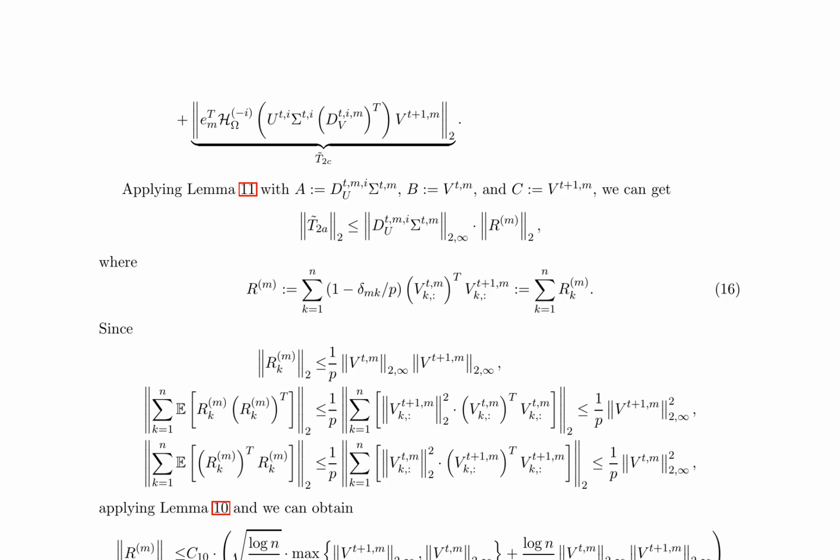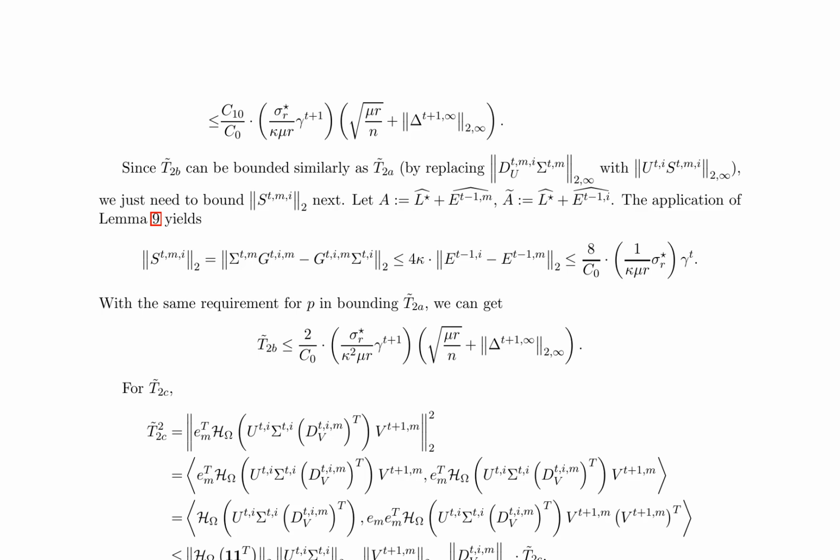By applying lemmas 10 and 11, they establish an upper bound for r, m, in terms of logarithmic functions and the eigenvalues of vt, m and vt plus 1, m. The authors then proceed to bound T2b, which is similar to T2a, by replacing dt, m, I, u sigma t, m with ut, e star, m, I. They apply lemma 9 to obtain an upper bound for S, m, I, which involves the terms L star operator, a-1, m, and tilde a. This leads to a bound for T2b in terms of logarithmic functions and the eigenvalues of vt, m and vt plus 1, m.